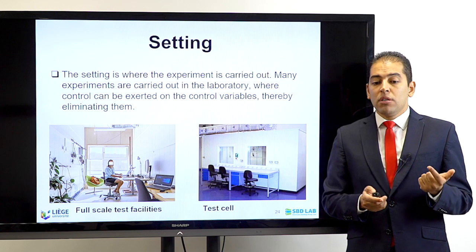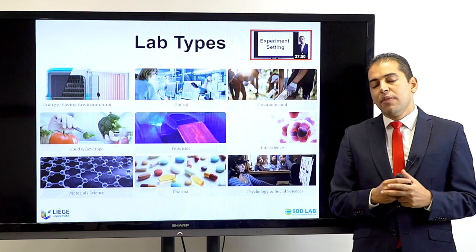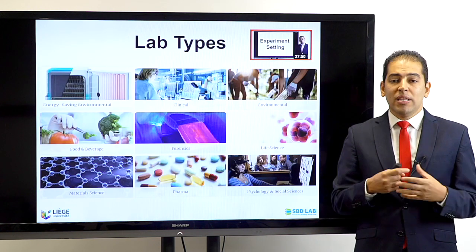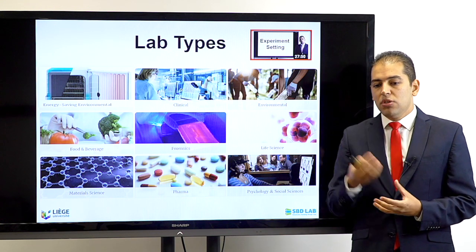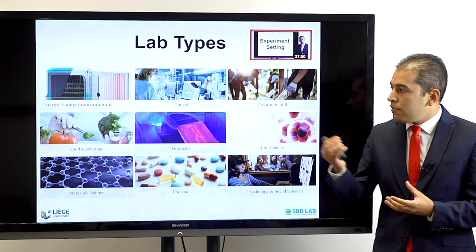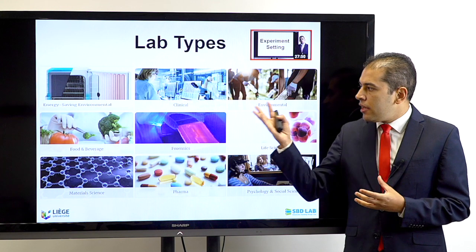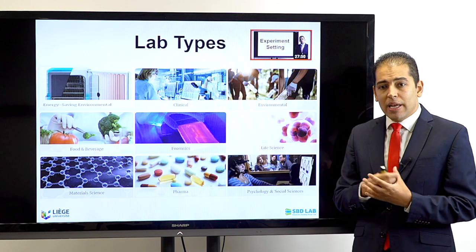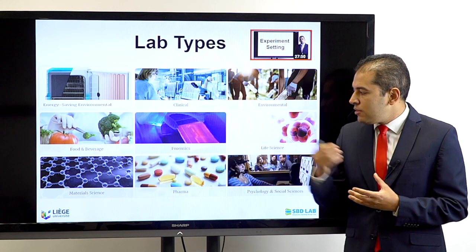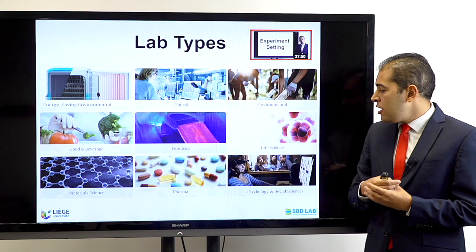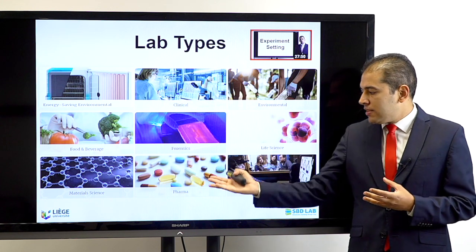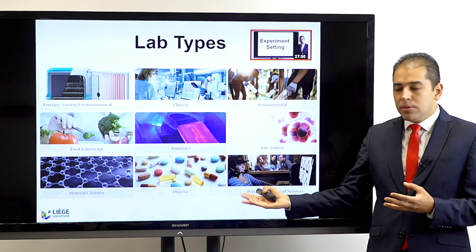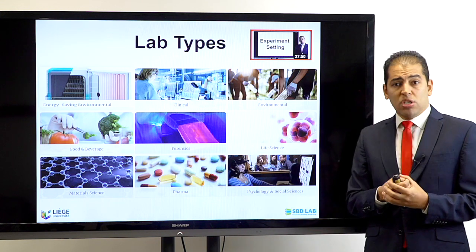Well, before going into detail, the lab type, we have actually different lab types, and depending on your field of investigation, you can have different lab types. You have, for example, engineering, energy-saving environmental labs. You have clinical labs, environmental labs. You have food and beverage, forensics labs. You have life science labs, material science labs, pharma labs, and for sure psychology and social sciences labs.